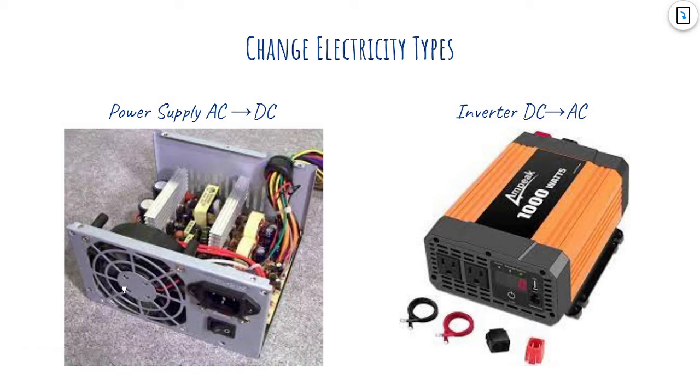Here's two other devices that are worth mentioning. We had the transformer which changed one alternating current to a different alternating current, all within AC. Right here, I can also take alternating current and change it to direct current. I can take the outlet kind of electricity and change it into the battery kind of electricity. Okay? That's called a power supply.